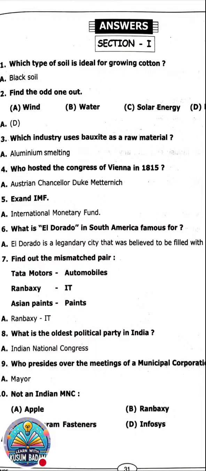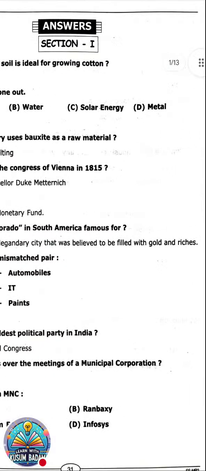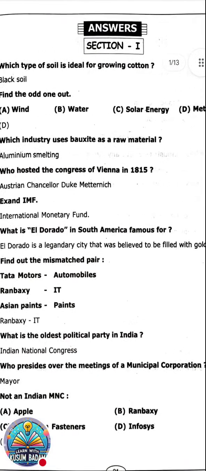Now the next one, what is El Dorado? In South America, famous for? So here El Dorado is a legendary city that was believed to be filled with gold and riches. So it is the richest city which is filled with gold and riches.